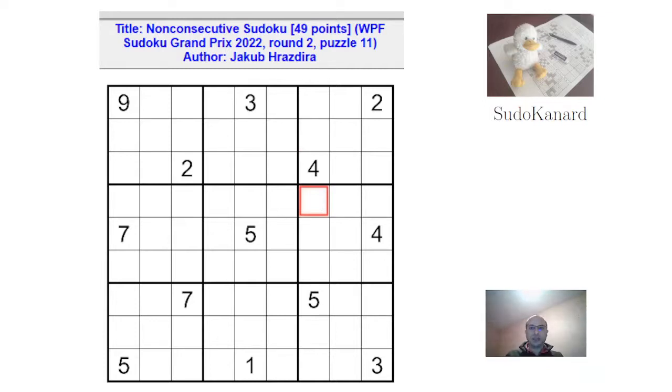I didn't solve this puzzle during the contest because I didn't have the time. I solved it afterwards and it was sort of a struggle, but not as much as I feared, because this is really a variant that I fear, that I dread.